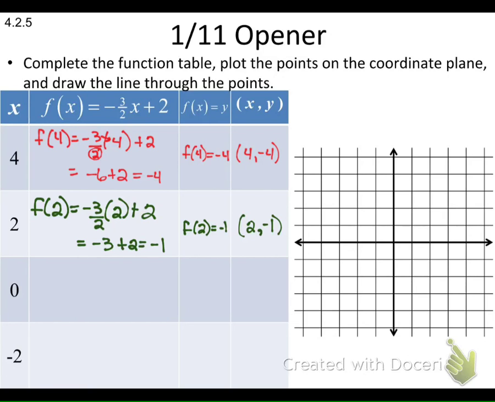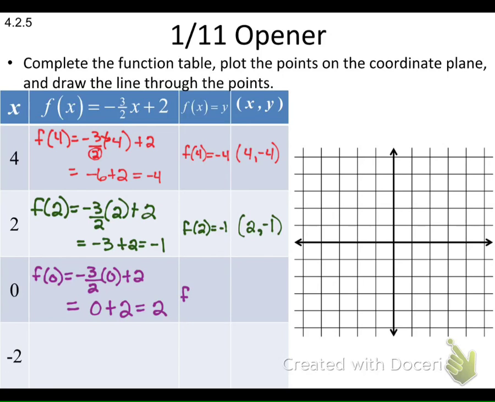All right, here we go. Third one. The function of 0 equals -3 over 2, parentheses, 0, plus 2. Okay. So what you do, anything times 0 is 0. Then 0 plus 2. And then my output, F, parentheses.